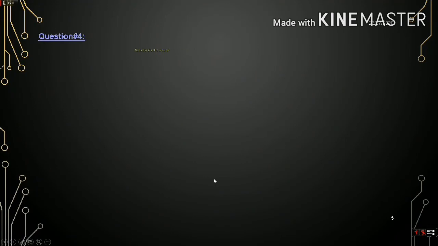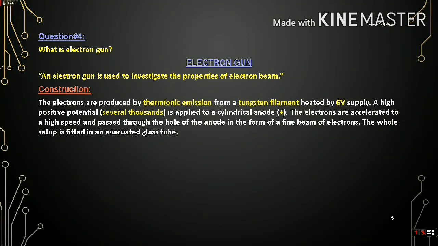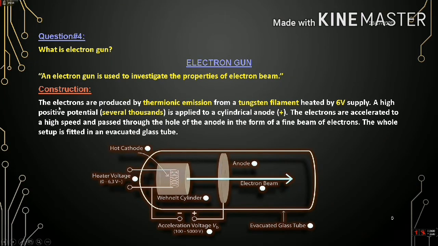Question number 4. What is an electron gun? An electron gun is used to investigate the properties of an electron beam. We can explain it by the figure. It has some parts. The construction can be explained as follows: the electrons are produced by thermionic emission from a tungsten filament heated by a 6 volt supply. This is the tungsten filament, and here it is heated by a 6 volt supply.